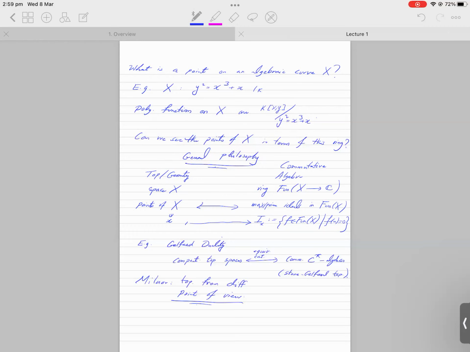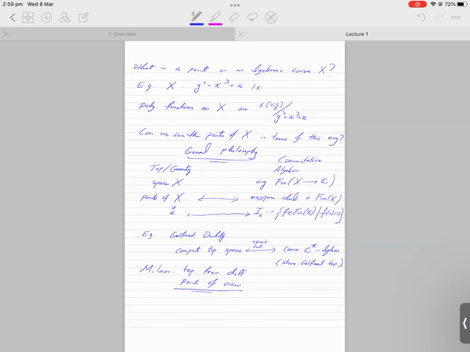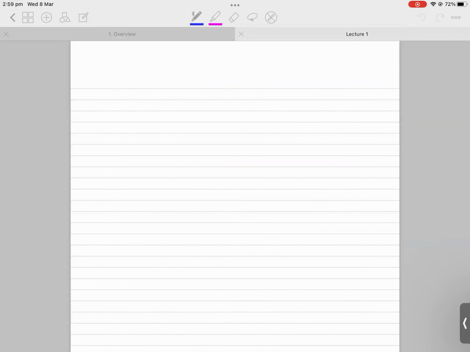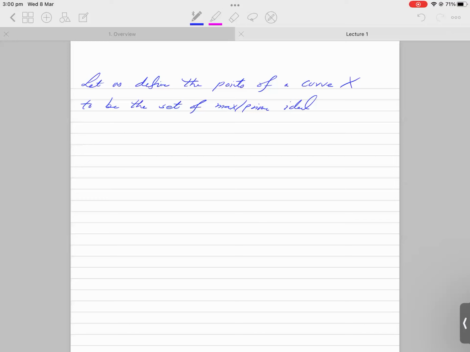So, how should we think about points? Let us define the points of a curve X to be the set of maximal or prime ideals. Again, I won't be so specific right now. Let's say over any field, on the ring of functions on X.